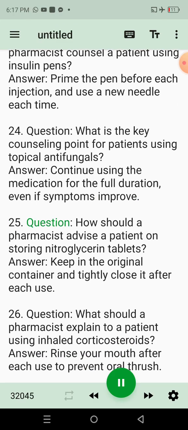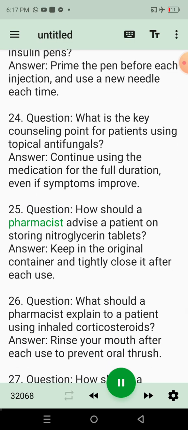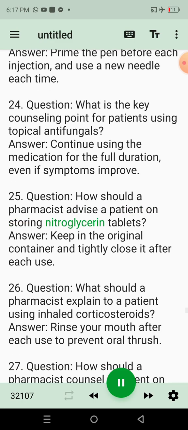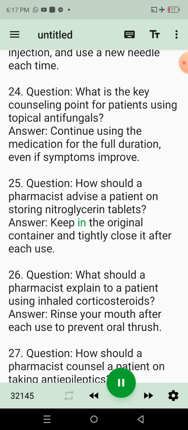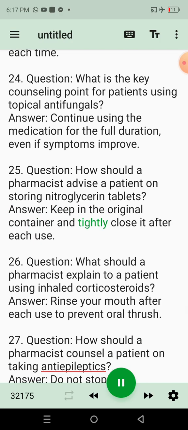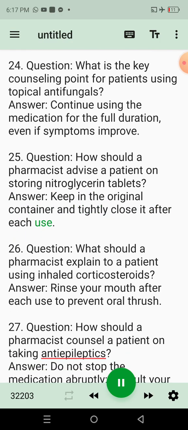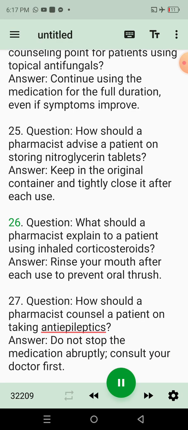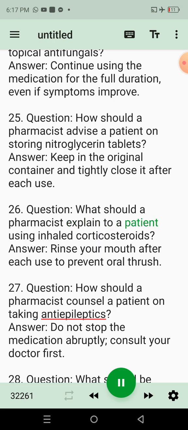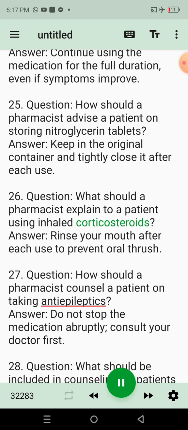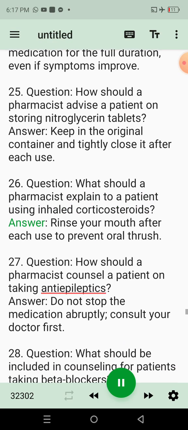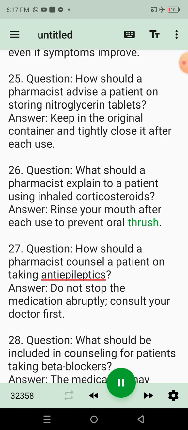25. Question: how should a pharmacist advise a patient on storing nitroglycerin tablets? Answer: keep in the original container and tightly close it after each use. 26. Question: what should a pharmacist explain to a patient using inhaled corticosteroids? Answer: rinse your mouth after each use to prevent oral thrush.